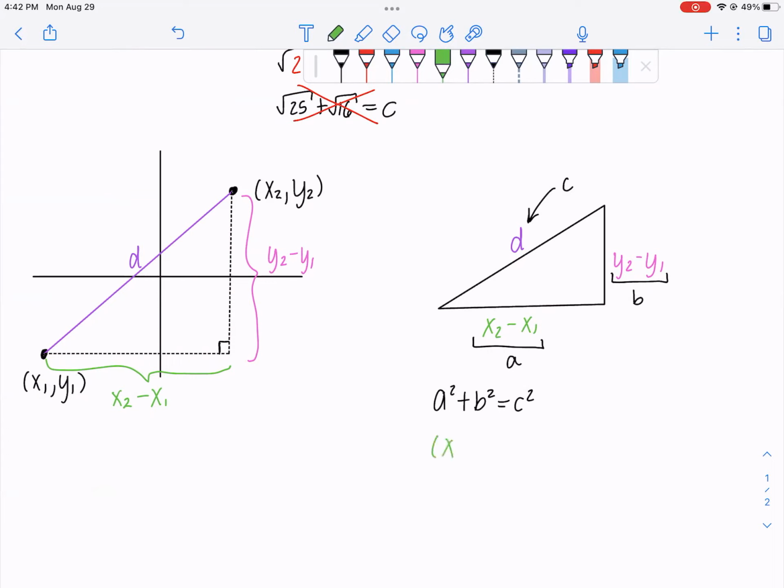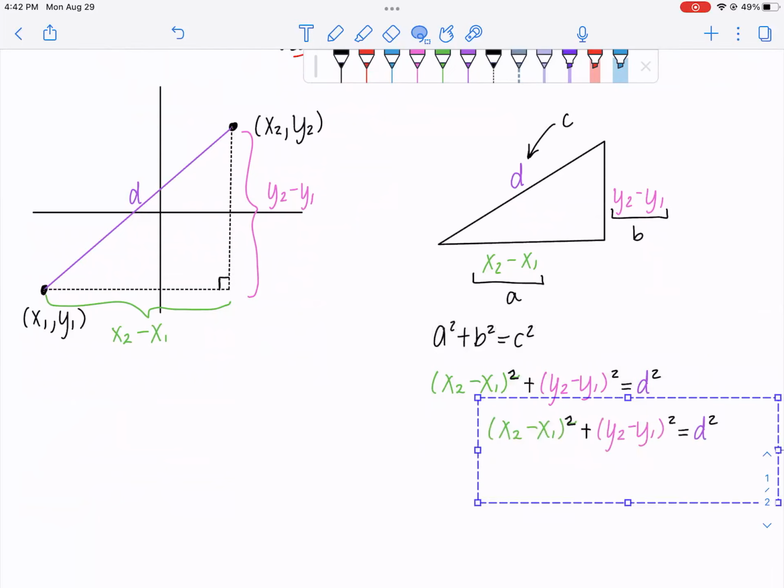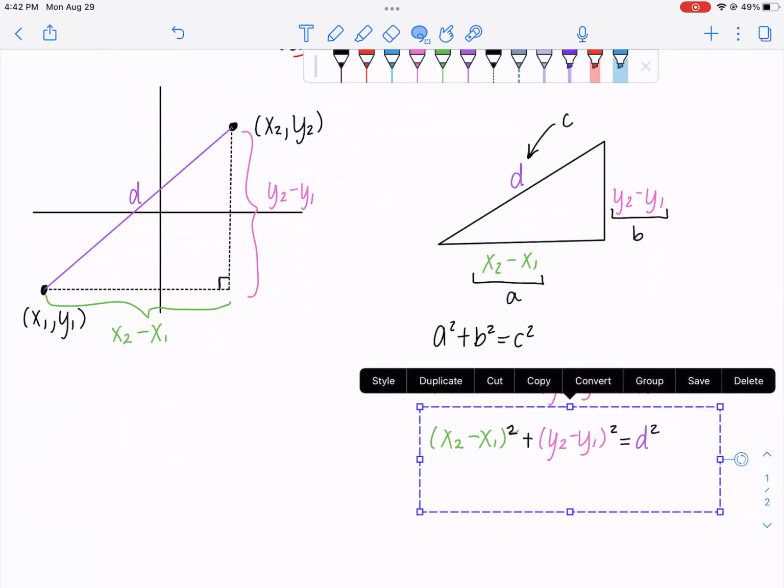So we have x2 minus x1 quantity squared, plus y2 minus y1 quantity squared is equal to c squared, but that's d in our case, d squared. We're trying to solve for d here. So we are going to take a square root over everything. Let me go ahead and just copy this line here.